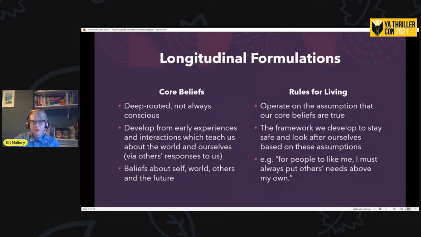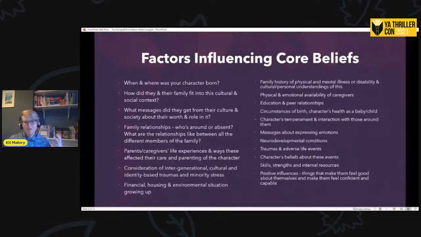So what are some of the things that inform our core beliefs, these deep-rooted beliefs about ourselves, the world, and other people? There are so many, and again, I probably haven't listed even half of them here. So do you have a think about what you know about your characters? What else do you think might fit in this list? But let's go through a few of these and talk through them a little bit.